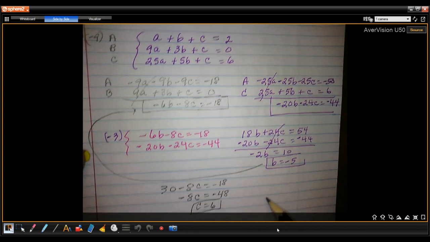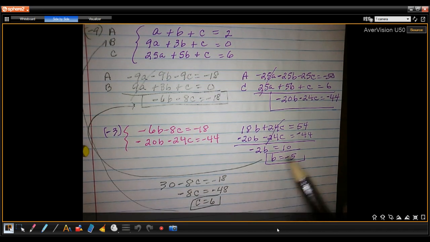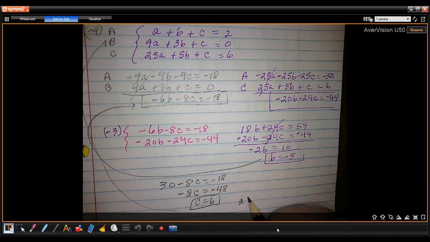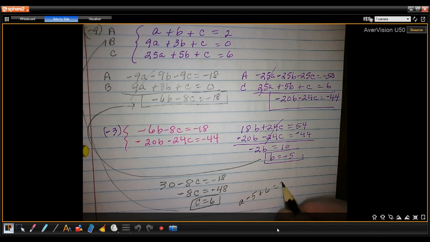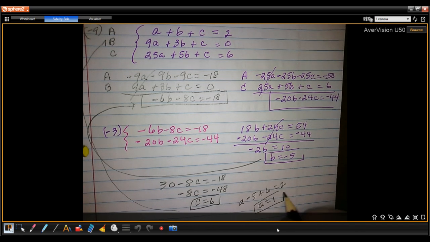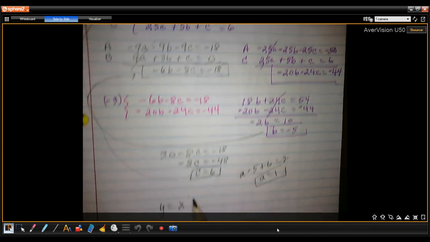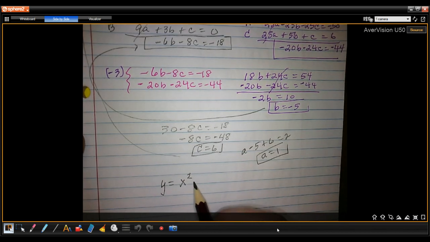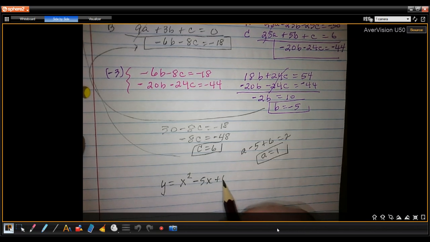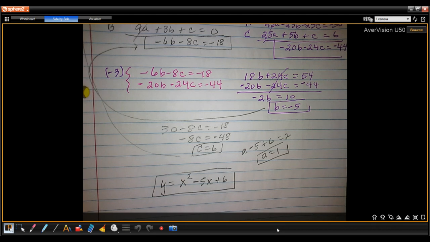Then take those 2 and plug them way up here to the top. You'll get A plus B plus C equals 2. So A equals 1. So those are A, B, C. You put it all together, y equals x squared minus 5x plus 6. So it worked. Nice. Okay, so stop the video and go get your homework.